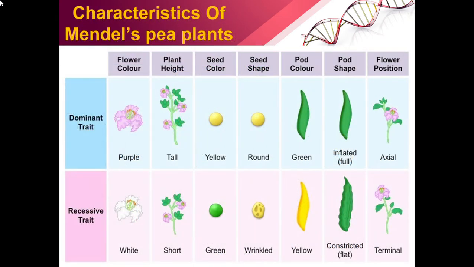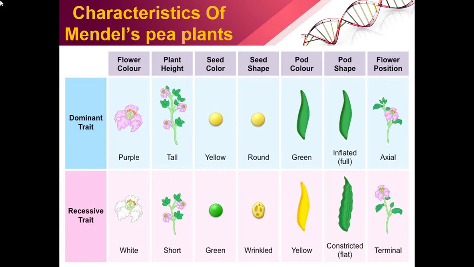This is the example phenotype of Mendel's pea plants. For flower color, the dominant phenotype is purple while the recessive phenotype is white. For plant height, the dominant phenotype is tall while the recessive phenotype is short. For seed color, the dominant phenotype is yellow and the recessive phenotype is green. For seed shape, the dominant phenotype is round while the recessive phenotype is wrinkled.